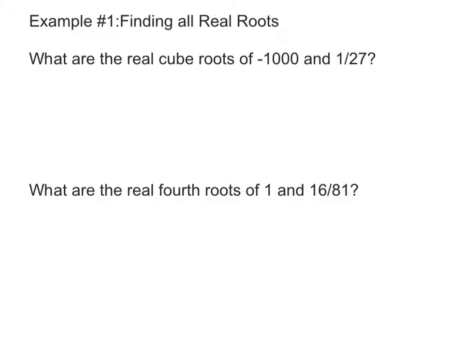All right, so it says, what are the real cube roots of negative 1,000 and 1 over 27? So remember with cube roots, there's only one solution. Okay, so we need to think about what that solution is. So for negative 1,000, we're trying to figure out what times what times what equals negative 1,000. All right, so first of all, let's think about the sign. A positive times a positive times a positive can't give you a negative, but a negative times a negative times a negative can give you a negative. So our number must be negative.